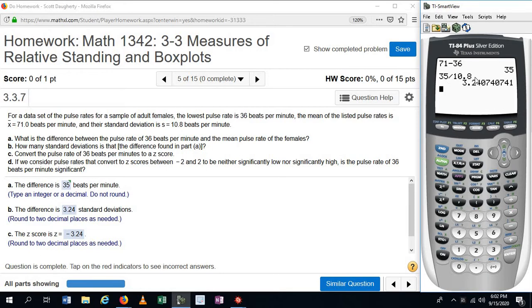That's how big this difference is, right? 35 is the difference between the mean and this number 36. And that is 3.24 standard deviations away from the mean, right? 35 is.